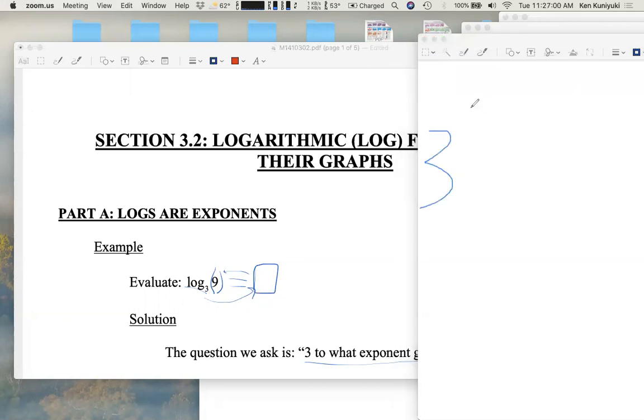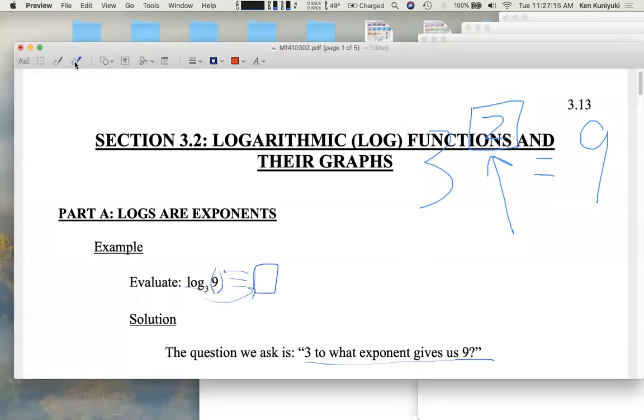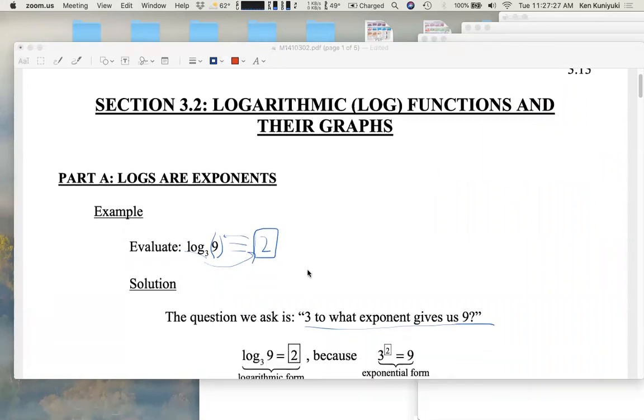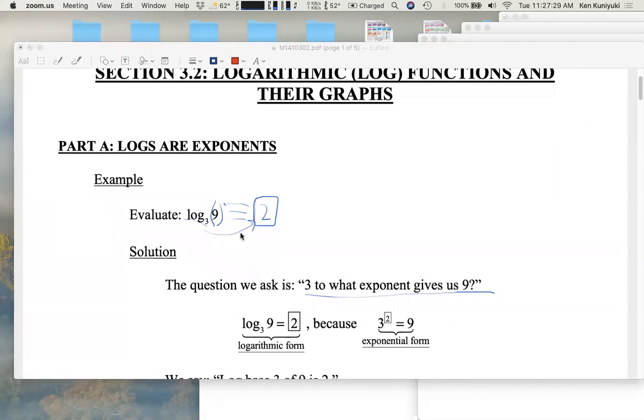Three to what exponent, the box, is going to give us 9? Well, 3 to the second gives us 9, and that's going to be our answer, our logarithm. Okay, so 2 is our answer. Log base 3 of 9 equals 2.